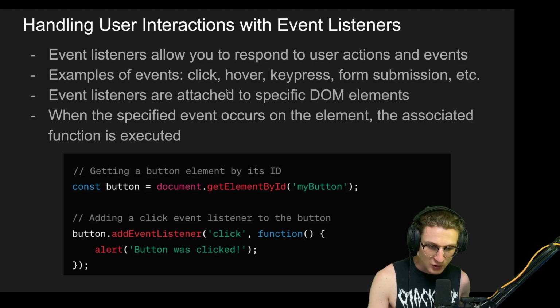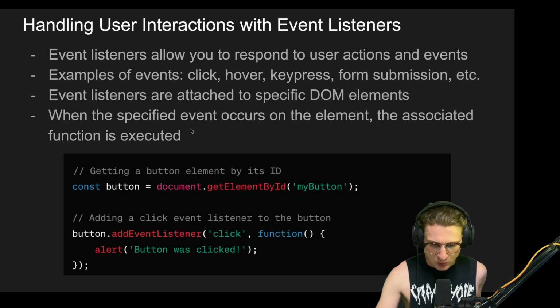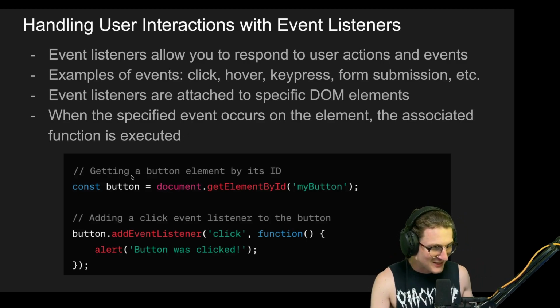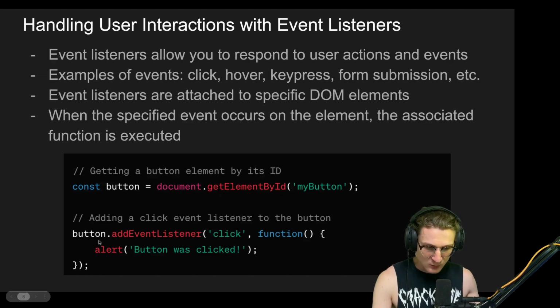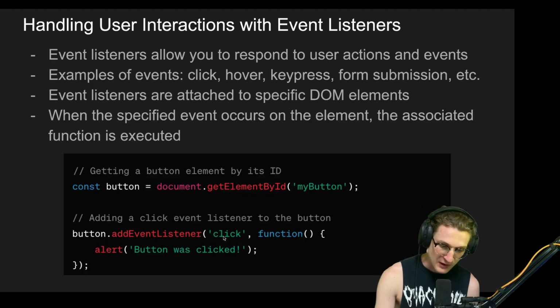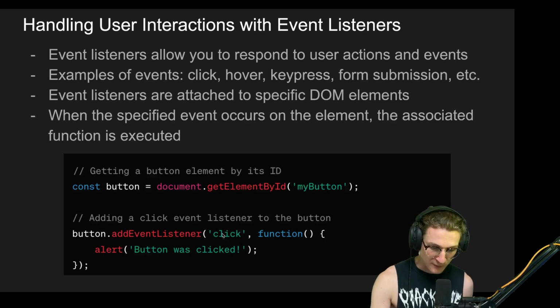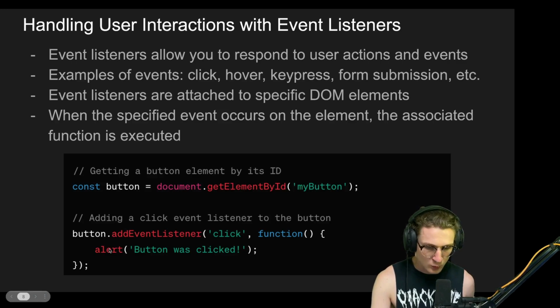When the specified event occurs on the element, the associated function is executed. Cool, so the prime example on how you'll be using this 99% of the time is right here. We have a button, so we get the button by its ID, and then we're able to say button.addEventListener, and this is a function with a first argument that is click, so we're saying this is the type of event listener. It's a click, and then we have a function that fires if click is activated, and it just alerts and says the button was clicked, right?